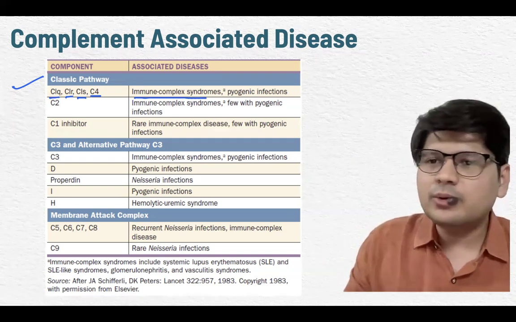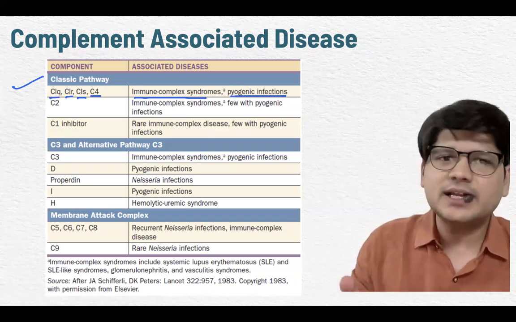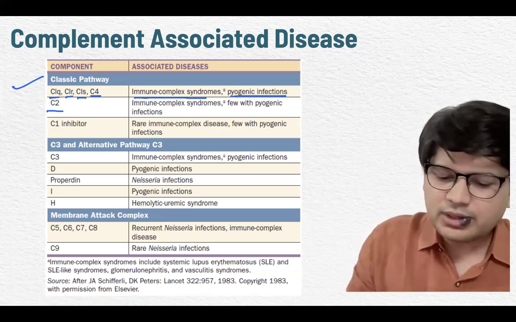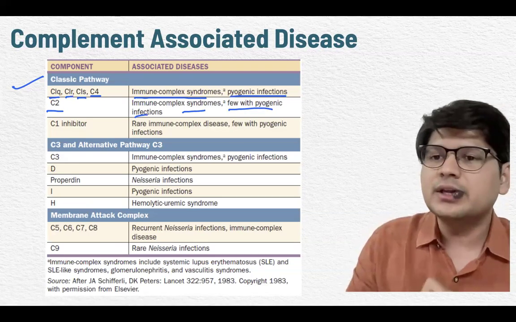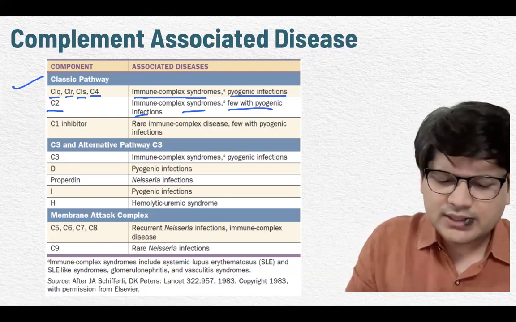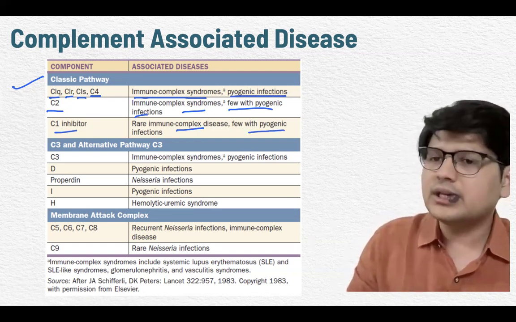And you will not be able to kill bacteria effectively. You will develop pyogenic infection. So that's an easy answer. Same happens with the C2, immune complex syndrome, and few will present with pyogenic infection. If C1 inhibitor is affected, you will get immune complex diseases with pyogenic infection.